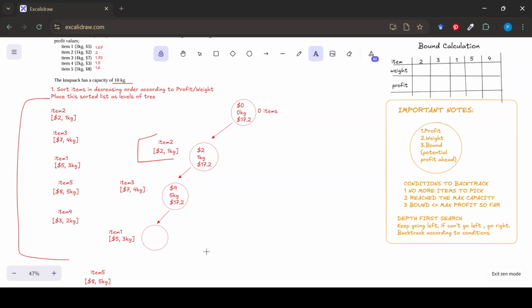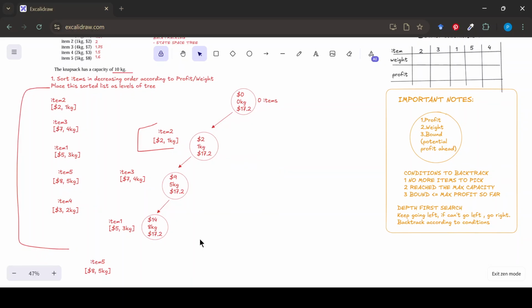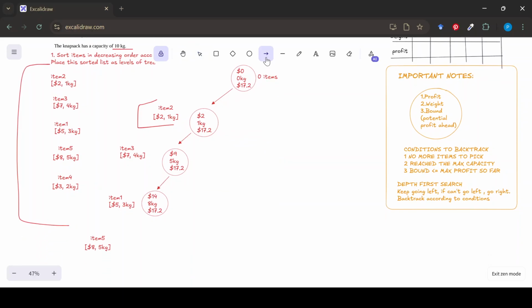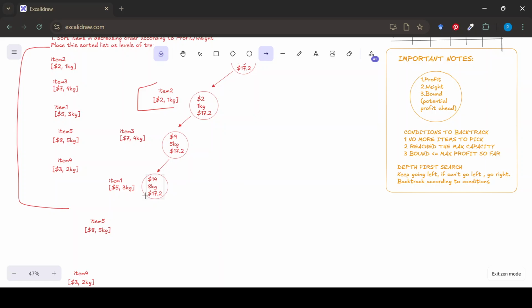So our new profit is 9 plus 5, 14. Our new weight is 5 plus 3, 8. And our bound remains as 17.2. Okay, and again, if you check the conditions, there's no need to backtrack here. So keep going left. And at this node, we are saying pick up item 5. So we'll calculate this information for that state. So go left, pick up item 5. Here, our new profit is 14 plus 8, 22.